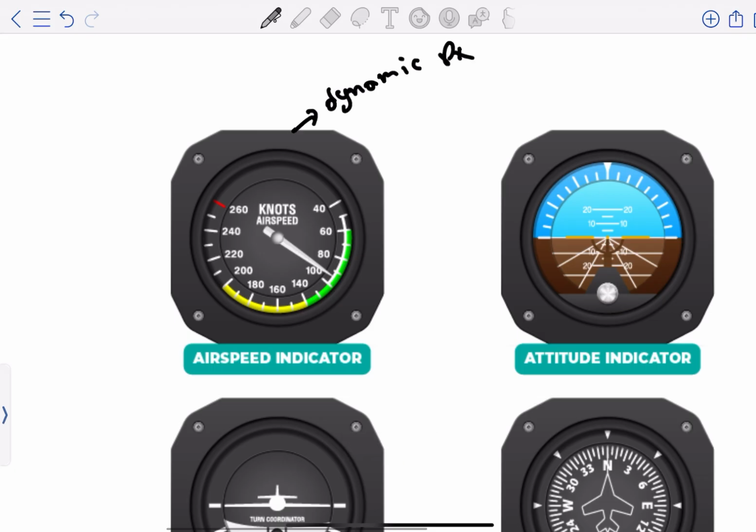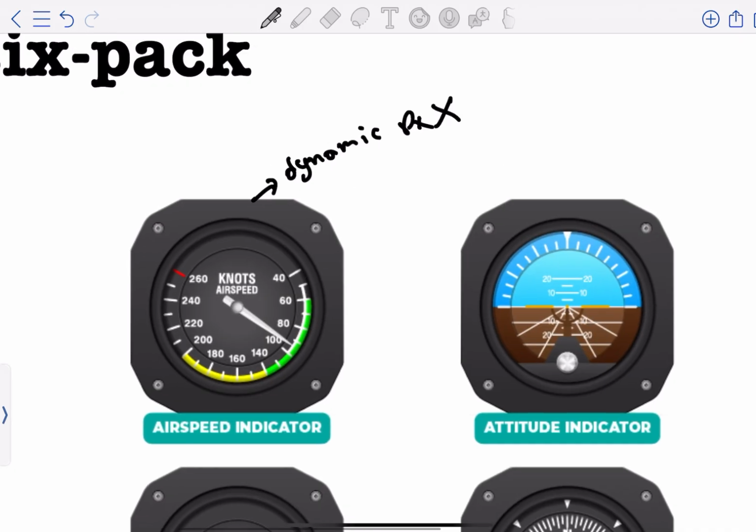Okay, but as you guys know, dynamic pressure alone doesn't exist. We have already studied this, right? Dynamic pressure alone cannot be calculated. So I will write here that total pressure or pitot pressure minus static pressure gives us dynamic pressure.